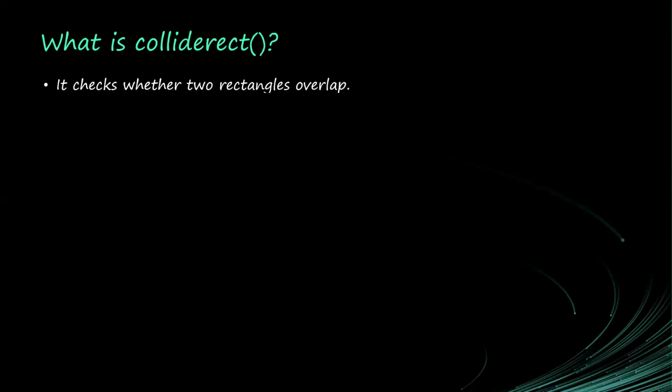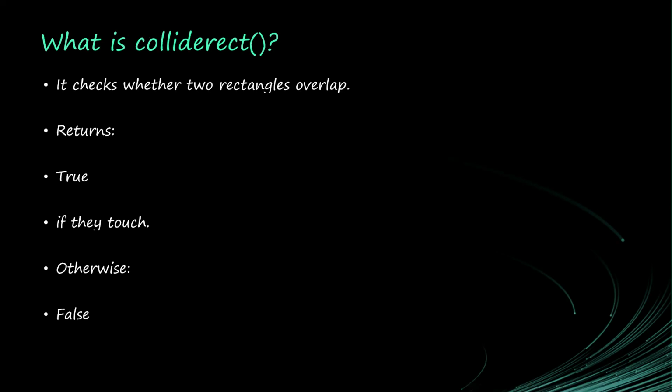So what is collide rect? Collide rect, you get it, is a method that you get from the rectangle object. It checks whether two rectangles overlap. It returns true if they touch each other, and otherwise it returns false. So when we are saying player rect dot collide rect, we give it the coin. We are checking if both of them have touched each other. But don't worry, we'll talk about collision in a separate week.